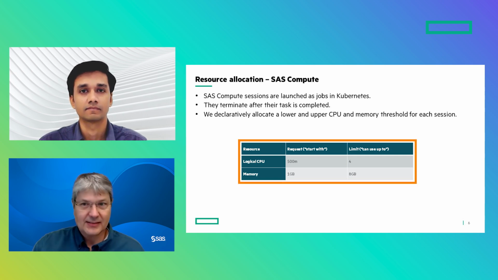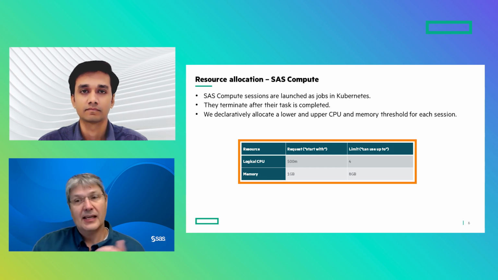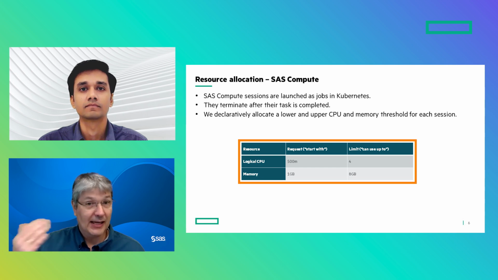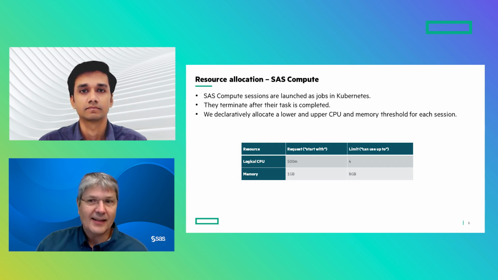So for the compute sessions, we have allocated a fixed lower and upper threshold of CPU and memory. And each compute job in our setup was allowed to consume half a CPU, up to four logical CPUs, and 1 gig of memory, up to 8 gig of memory. And of course, these limits can vary based on the customer scenario, but I think they are indicative for a majority of use cases.